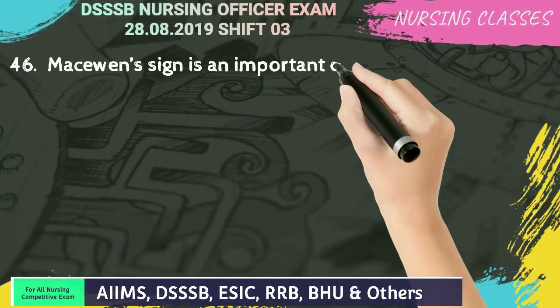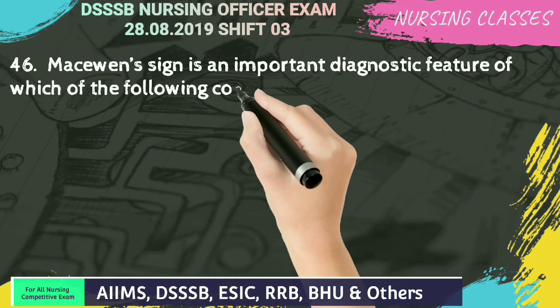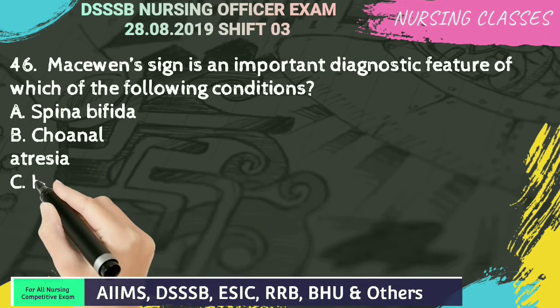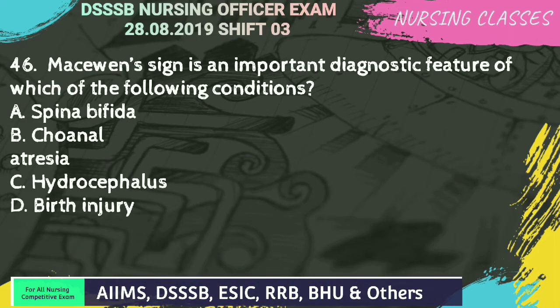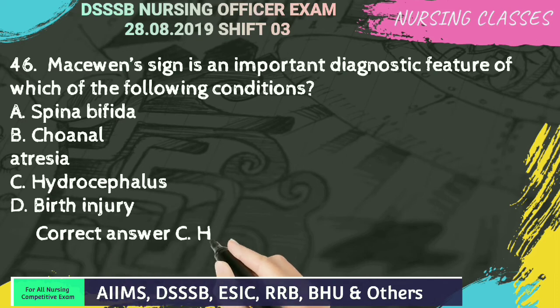46. McEwen sign is an important diagnostic feature of which of the following conditions? A. Spina bifida. B. Choanal atresia. C. Hydrocephalus. D. Birth injury. Correct answer C. Hydrocephalus.